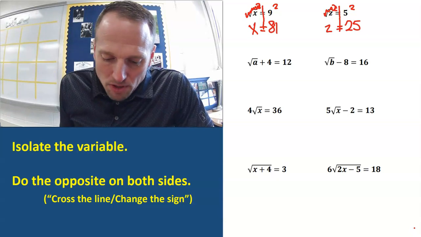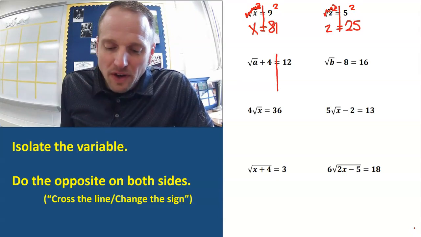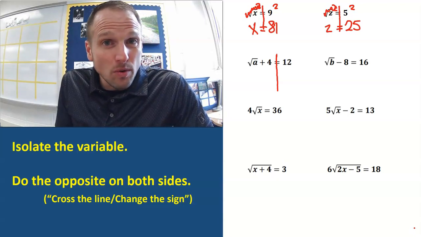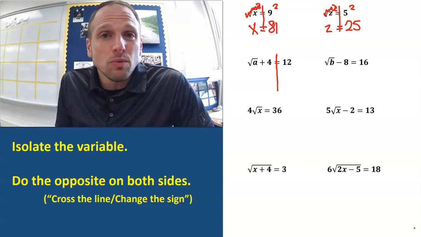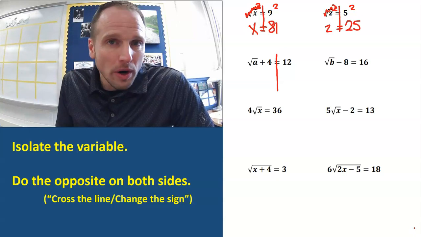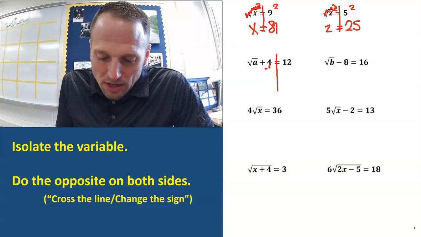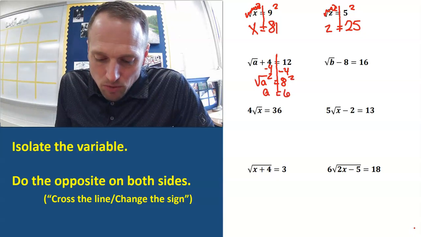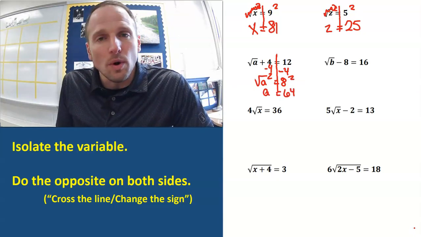A little bit more difficult because we've got a square root and a plus 4. First thing we have to do is get rid of that 4, right? Now, this is not new information. We've done this. This looks like a two-step equation to me. So let's subtract the 4, cross the line, change the sign. Now, all I have is the square root of a is equal to 8. How do I get rid of the square root? I need to square it, and that a is just going to be equal to 64.